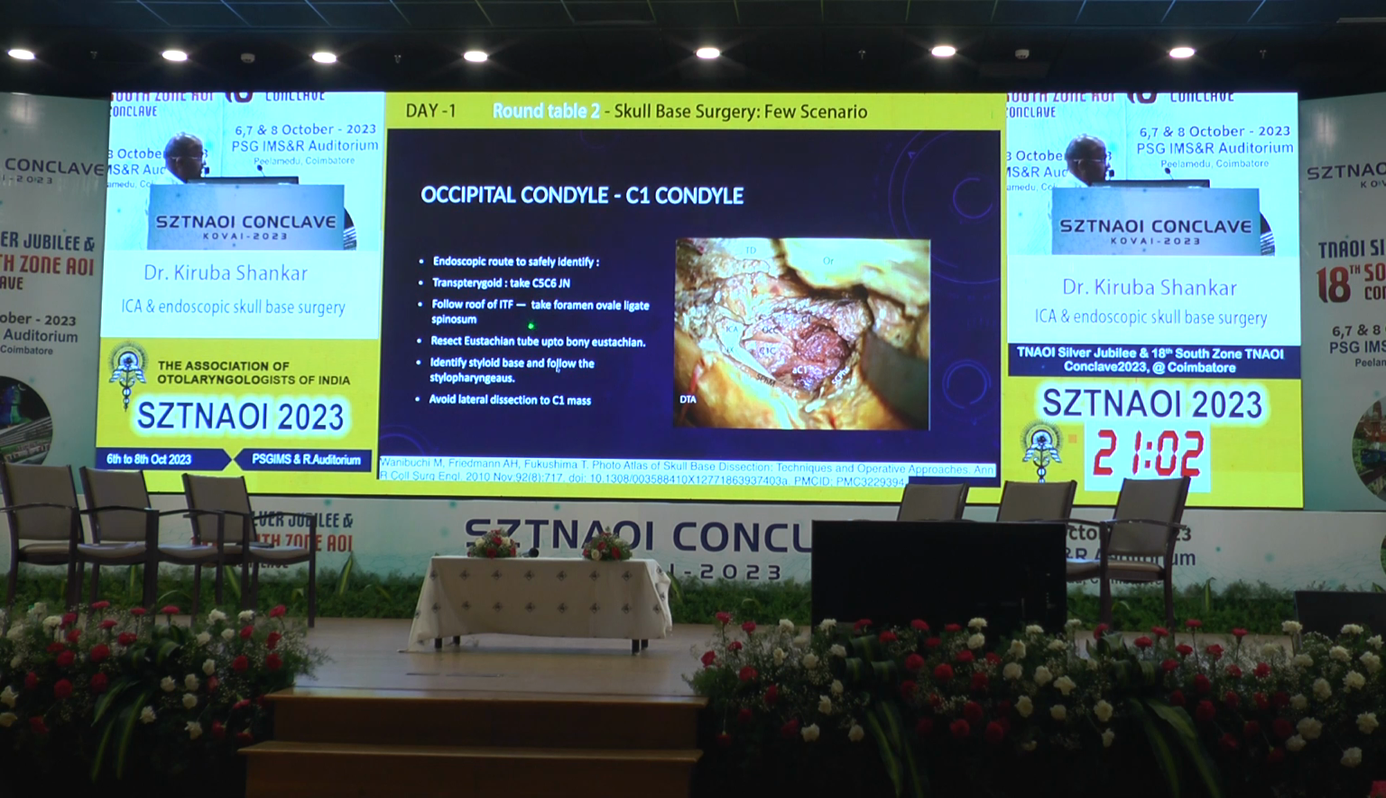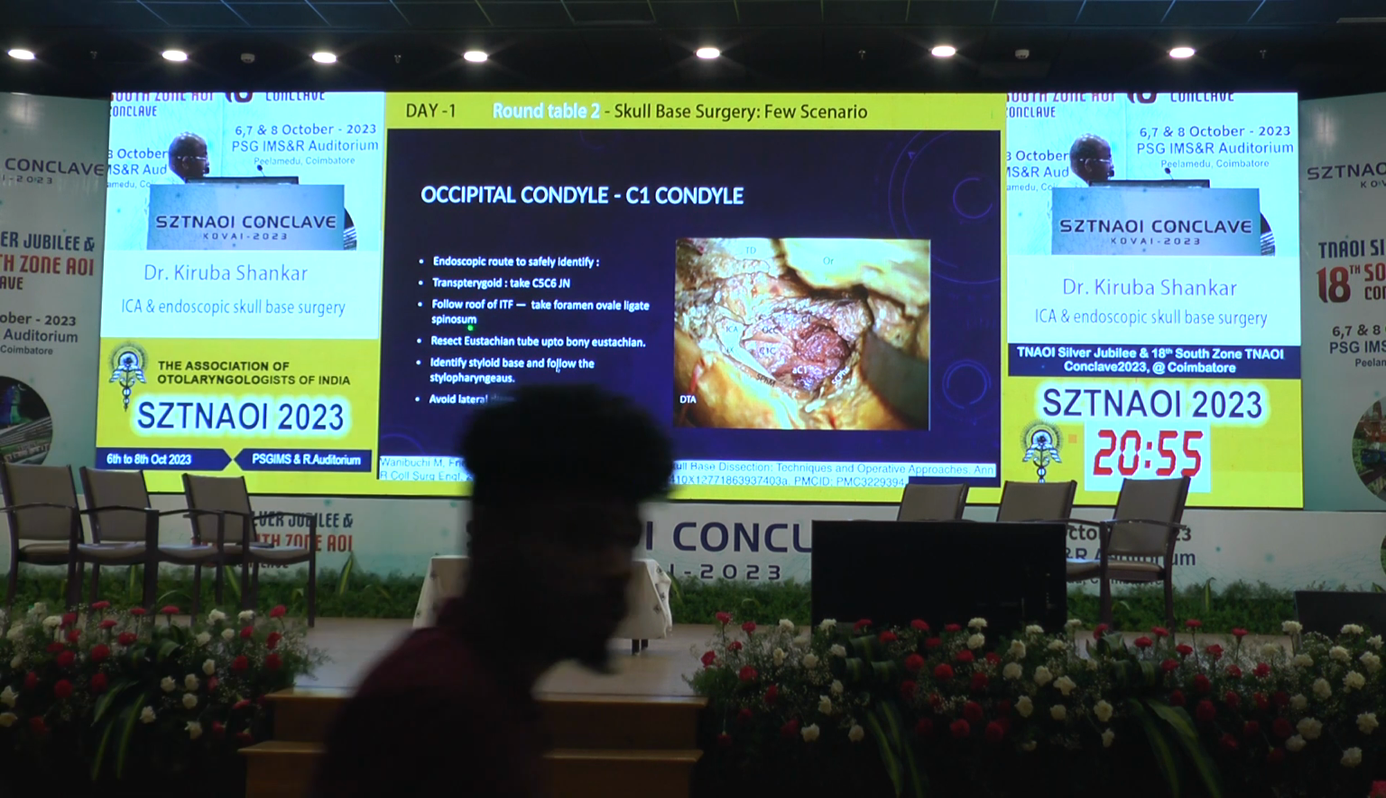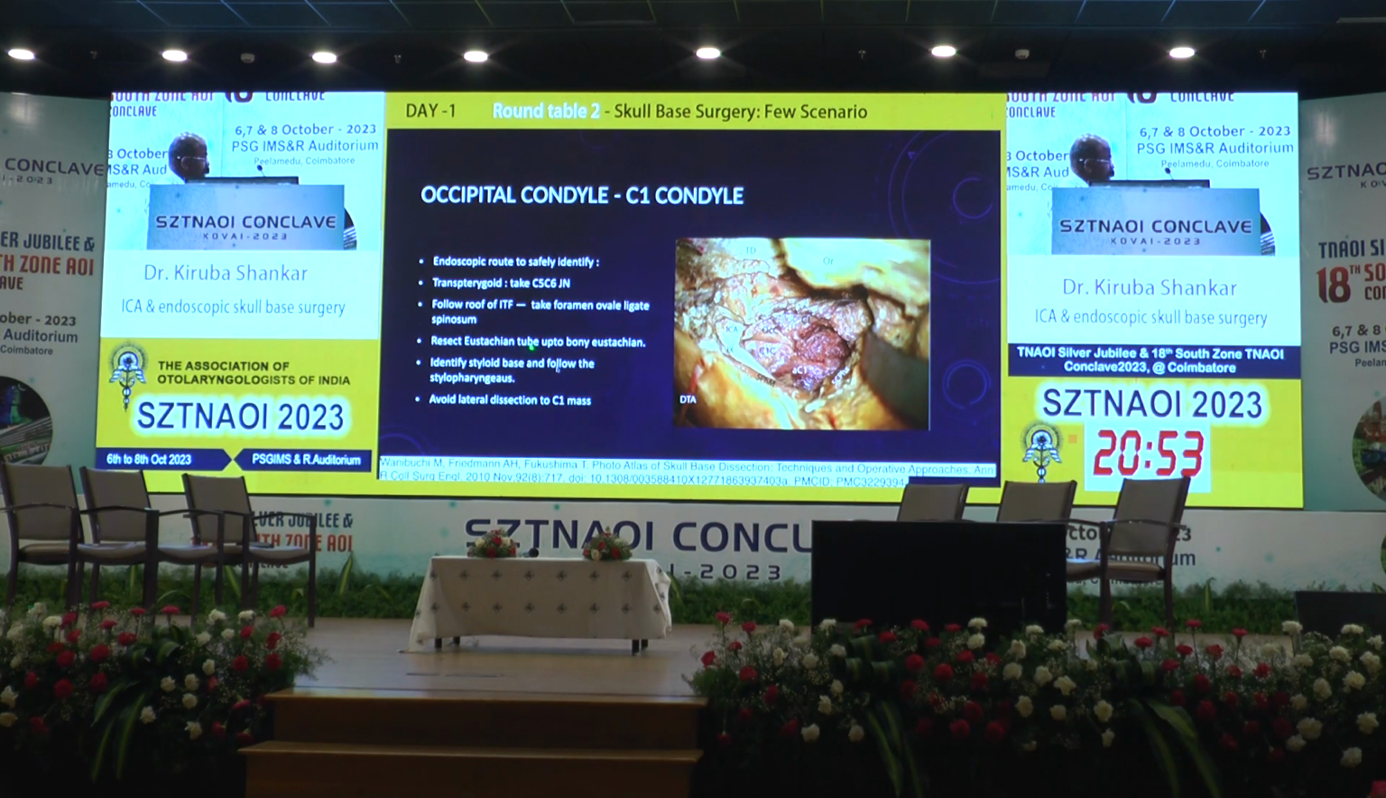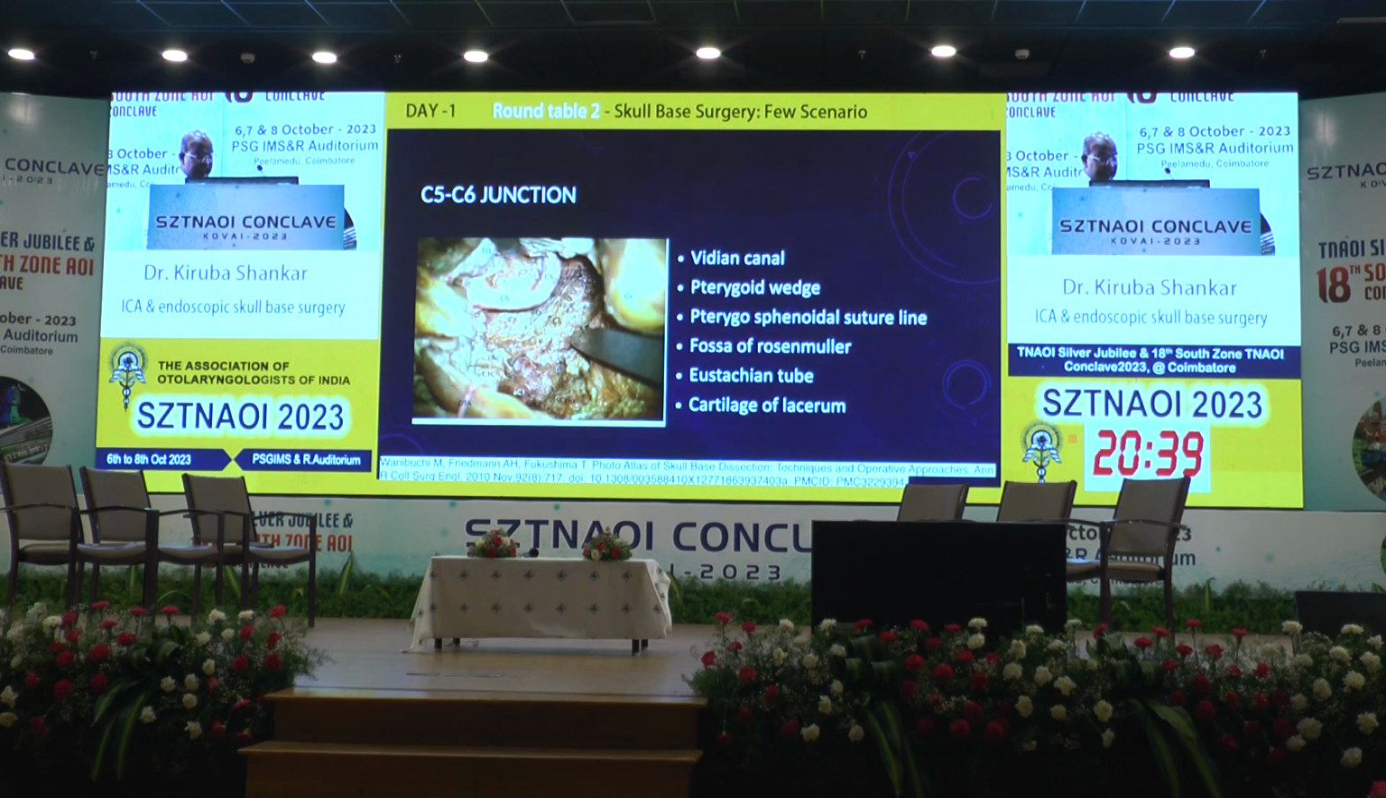So how to do the endoscopic approach safely? Do a transpterygoid approach, take the C5-C6 junction, follow the roof of the infratemporal fossa, take the foramen ovale and the foramen spinosum, and dissect the eustachian tube up to the bony eustachian tube. The carotid is always medial to the eustachian tube, so the eustachian tube usually protects the carotid. Then you identify the styloid base and stylopharyngeus muscle, and you will never miss the carotid. So this is the C5-C6 junction I was telling you about.